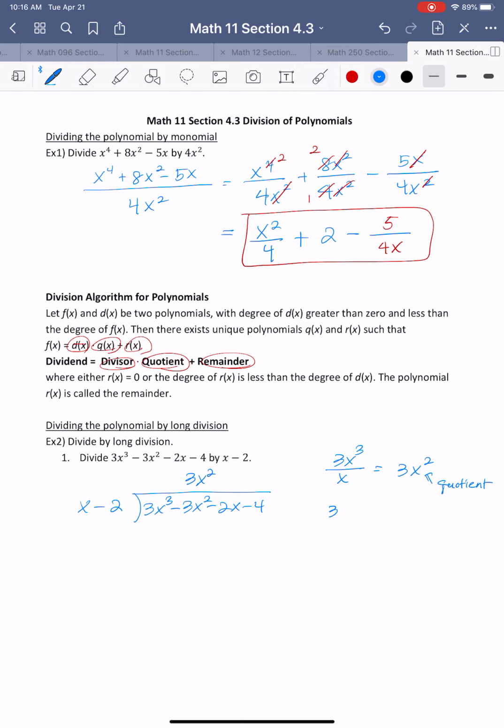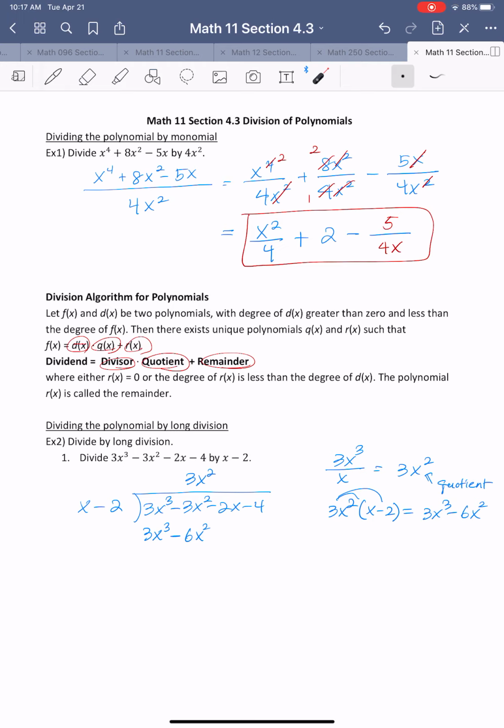Once you find the 3x squared, you need to multiply 3x squared by x minus 2. Distributing the product, you get 3x cubed minus 6x squared. Then you need to subtract the 3x cubed from the 3x cubed, and subtract negative 6x squared from the negative 3x squared. Oh, it's a square, sorry, it's missing. So you have to subtract the negative 6x squared from the negative 3x squared.